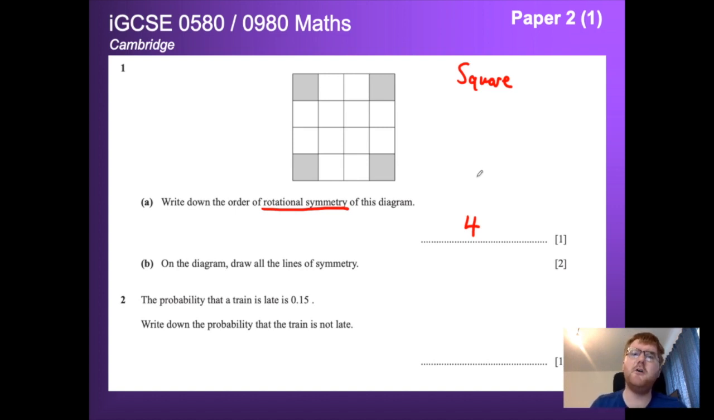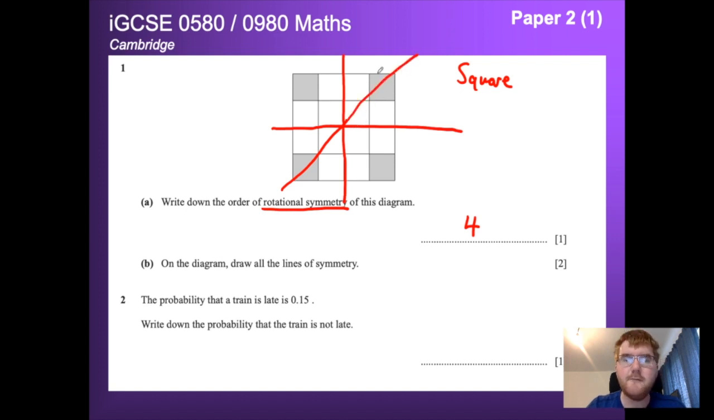Question 1b, we are going to draw all the lines of symmetry. The key ones are we can go downwards here. Notice a line of symmetry splits the shape into 2 equal shapes. We can also do this horizontally. Now in the exam, please do use a ruler. But notice we can also go diagonally, so don't forget the diagonals do work for a square.